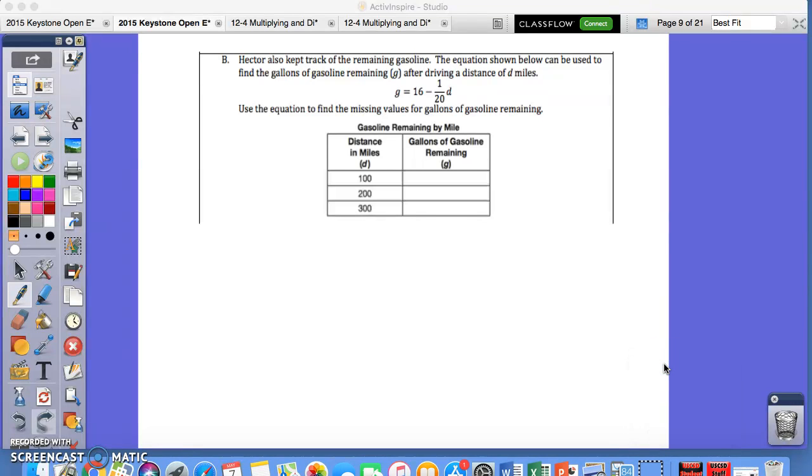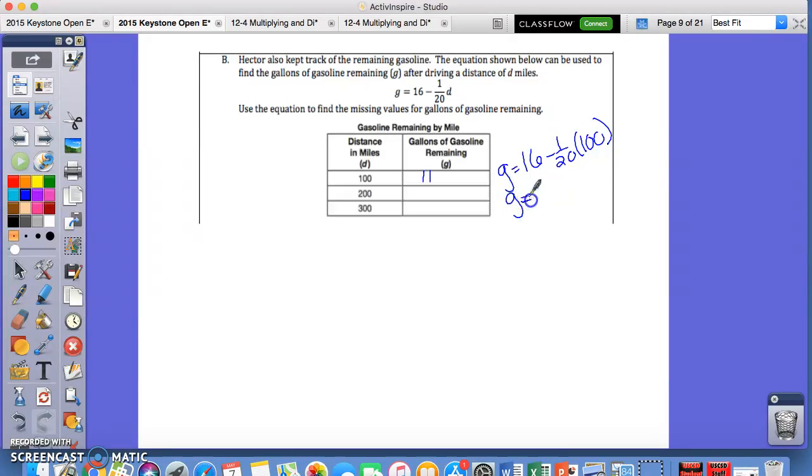So when I substitute these values in, you would first have G equals 16 minus 1/20 times 100, and that's going to give you 11. G equals 16 minus 1/20th times 200, which gives you 6. G equals 16 minus 1/20th times 300, and that's going to give you 1.